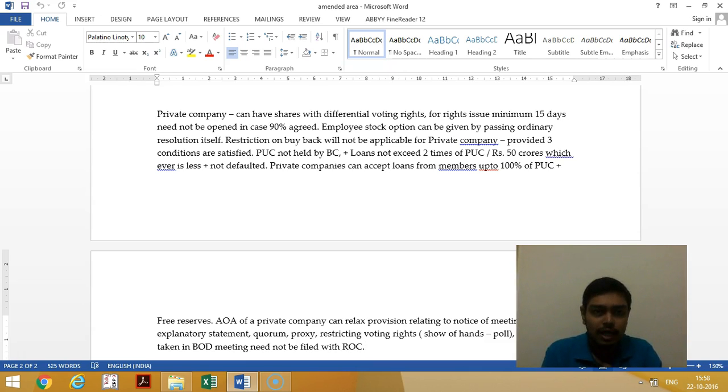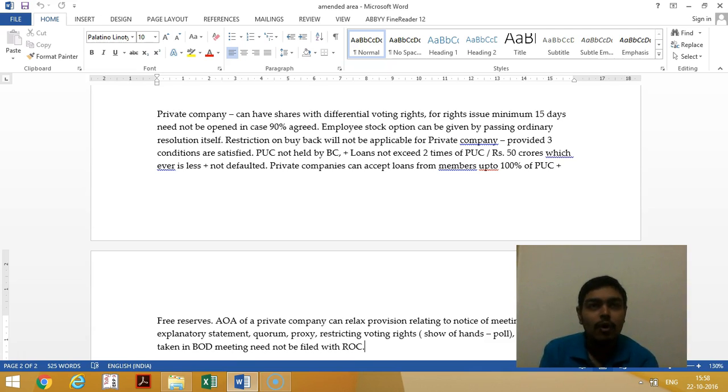Then for the rights issue, generally all the companies should keep the rights issue open for a minimum of 15 days. But this is not required for a private limited company in case 90% of the shareholders of the company have authorized that they need not keep it open for 15 days.